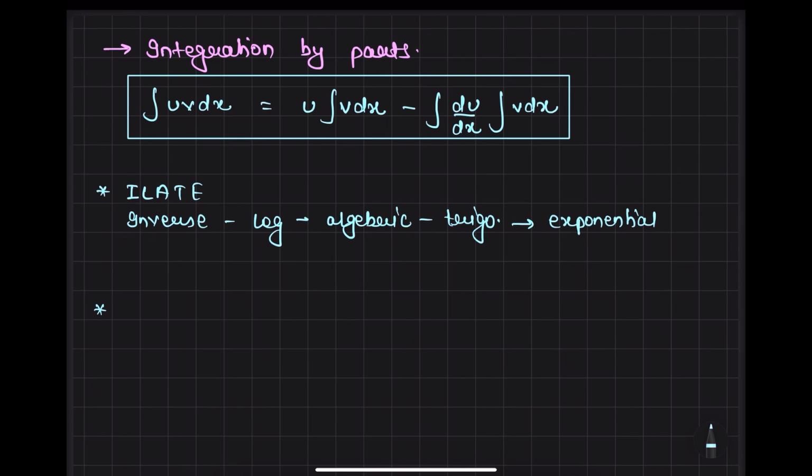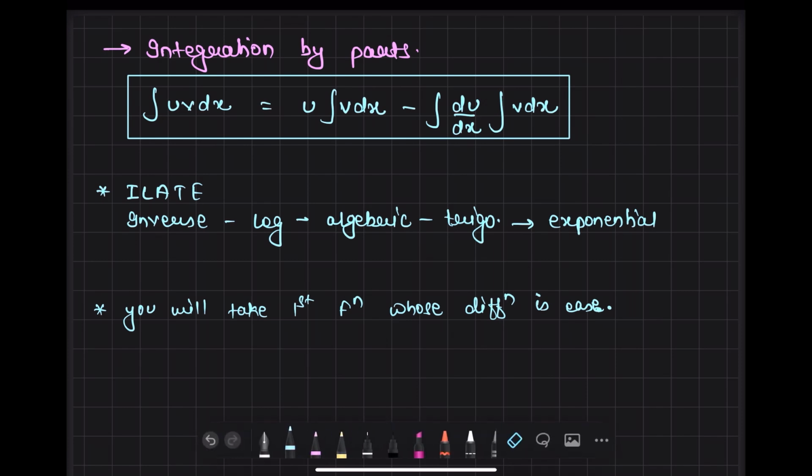So what you have to do is take as the first function the function whose differentiation is easy. You will take the first function as that function whose differentiation is easy.